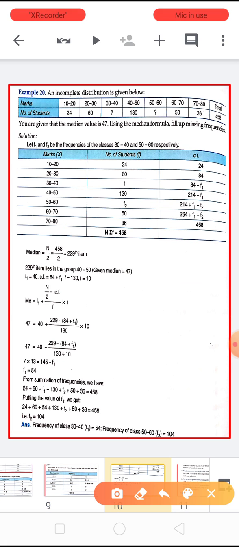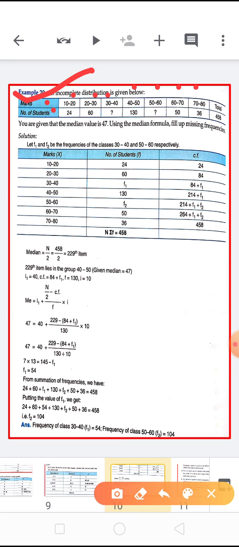In this question we are going to learn how the missing frequencies of a frequency distribution series can be calculated. Here is a question in which the marks and the number of students are given as follows. The class intervals are 0 to 10, 10 to 20, 20 to 30, 30 to 40, 40 to 50, 50 to 60, 60 to 70, 70 to 80. Those who have scored between 10 to 20 marks, their number is 24.